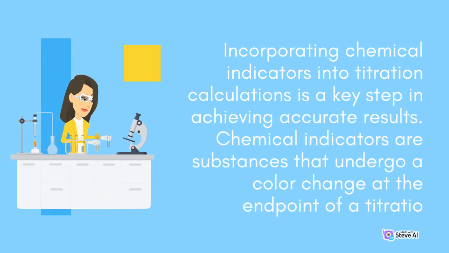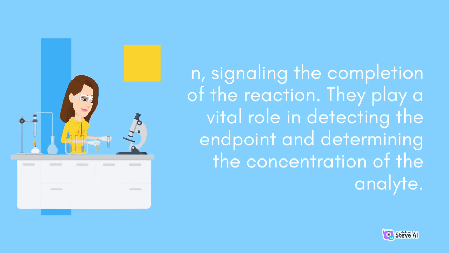Incorporating chemical indicators into titration calculations is a key step in achieving accurate results. Chemical indicators are substances that undergo a color change at the endpoint of a titration, signaling the completion of the reaction. They play a vital role in detecting the endpoint and determining the concentration of the analyte.